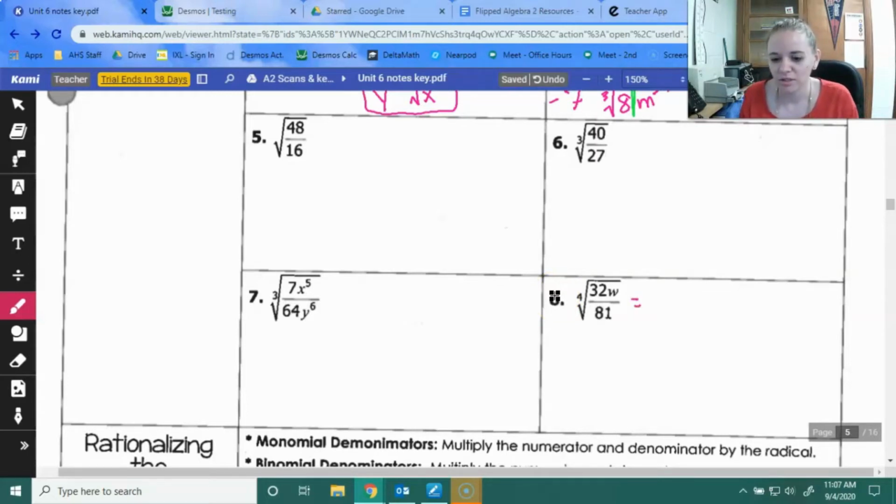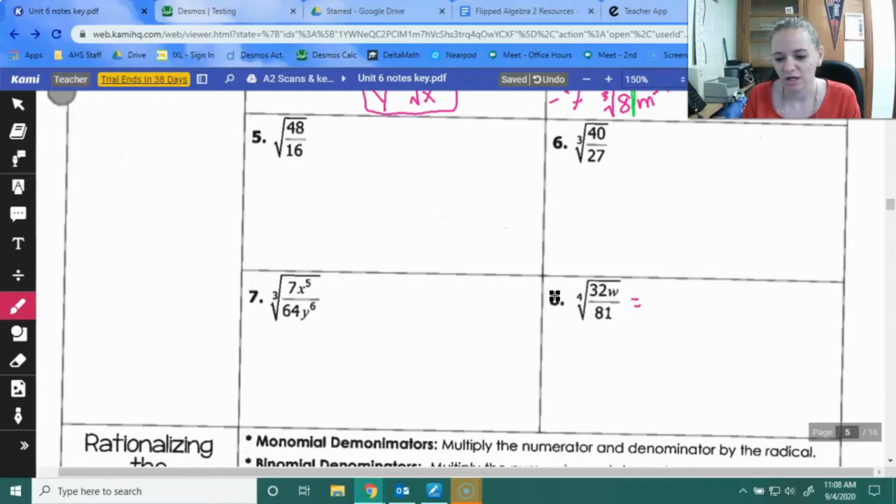Alright, so first let's simplify 32 divided by 81. Let's see, 32 divided by 81. I know that's going to be a decimal, but it can simplify. Oh, no, it cannot simplify even more. Alright, so this is one kind of different. 32 over 81 does not simplify anymore.